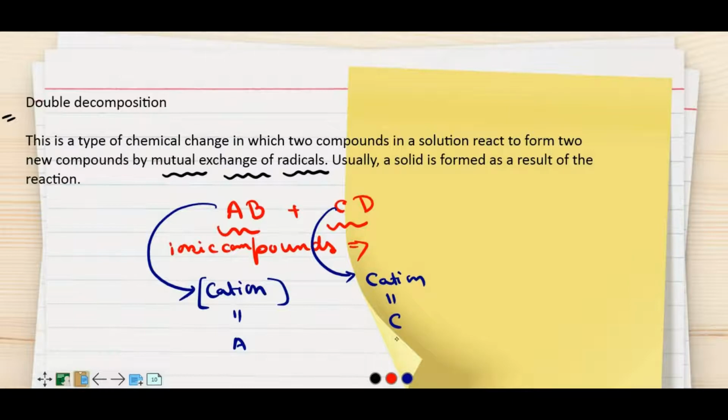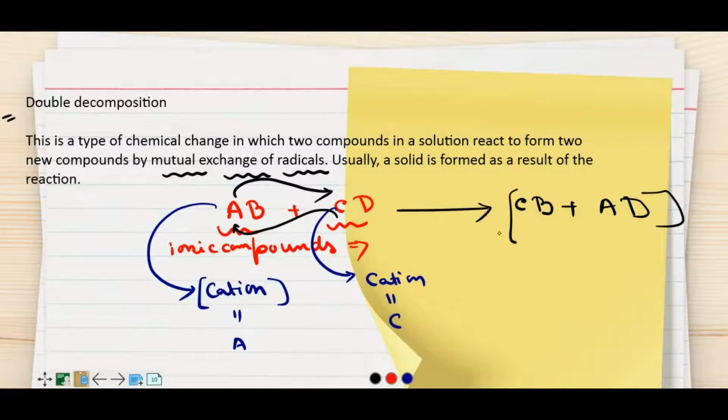If they react chemically, then a mutual exchange between A and C will happen. So basically A will be replaced by C and C will be replaced by A. Finally the products generated are CB plus AD, and such reactions are known as double decomposition. And double decomposition reactions can be classified into two different wings.